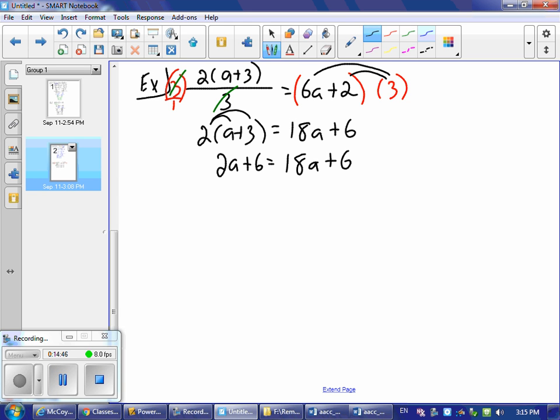So I'm going to go ahead and get all of my a's to one side. I'm going to take the smaller amount, which is the 2a, and subtract it, because right now it's plus. So that's going to give me 2a minus 2a is 0, bring down the 6. 18a minus 2a is 16a, bring down the 6. All my a's are combined on one side of the equal sign, so now let's go ahead and do the reverse order of operations. I want to subtract 6 on both sides.